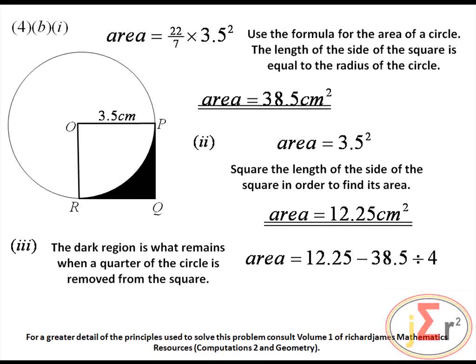So the area of that shaded region is equal to 12.25, which is the area of the square, and from the area of the square we are taking a quarter of the area of the circle. Here we have in red a quarter of the area of the circle, and of course we have the area of the square right there in blue. Subtracting, we get 2.625 centimeters squared.